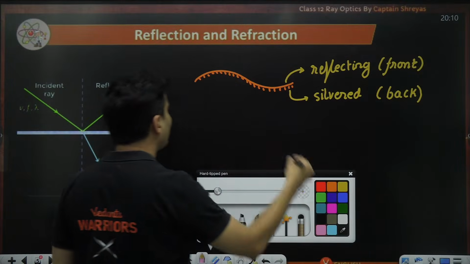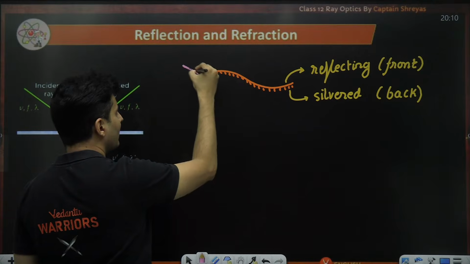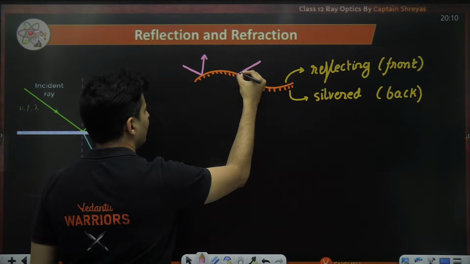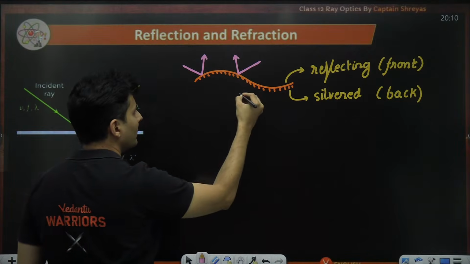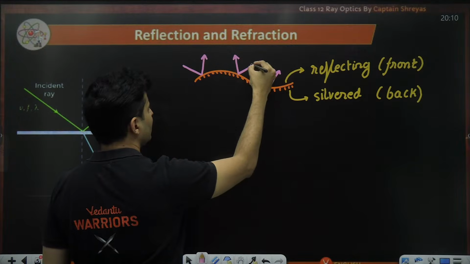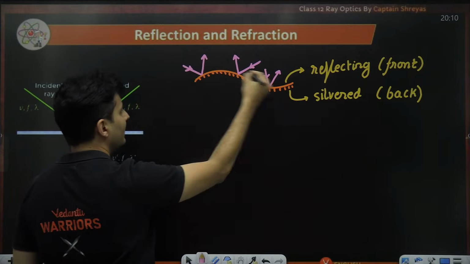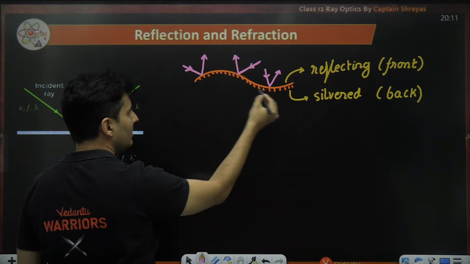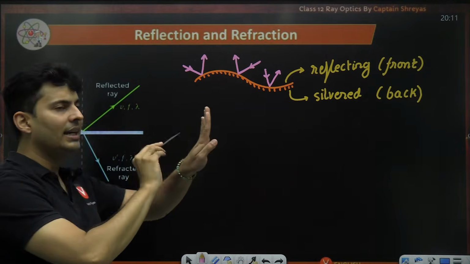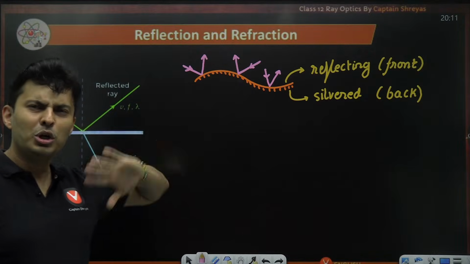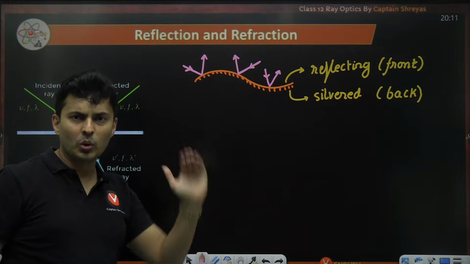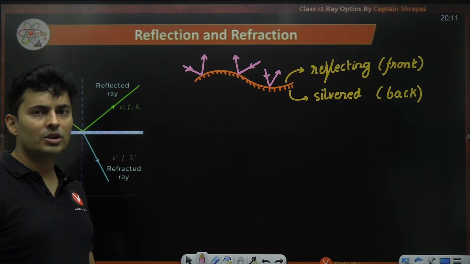So whenever any ray comes, it will get reflected like this. If a ray comes like this, it will get reflected from here. If a ray comes here, it will get reflected like this. This is how the reflection happens on the front surface, which is the reflecting surface. On the silvered surface, nothing will happen. If a ray falls behind the mirror, nothing will happen. We'll probably see something being painted on it or some coating on it. So that is something you should know.